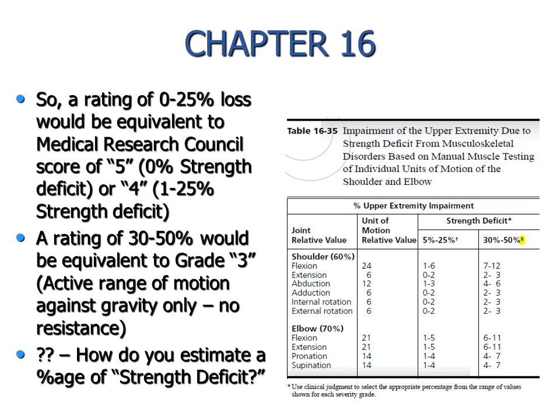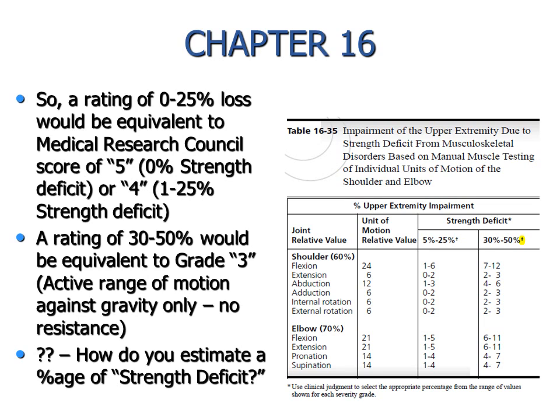So for example, a rating of 0 to 25% loss, or 0 to 25% strength deficit, would be equivalent to a Medical Research Council scale of 5 if we're talking about a 0% strength deficit, or a 4 if we're talking about a 1 to 25% strength deficit. A rating of 30 to 50% would be equivalent to a grade 3 on the Medical Research Council scale. So what does that mean?